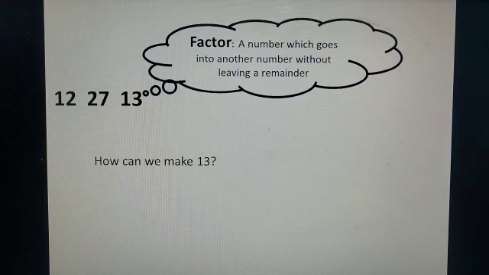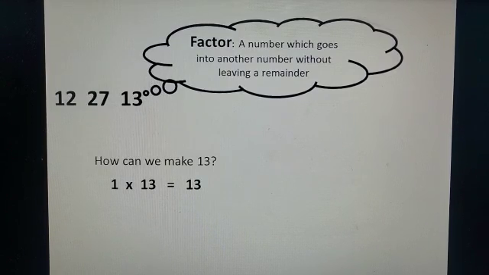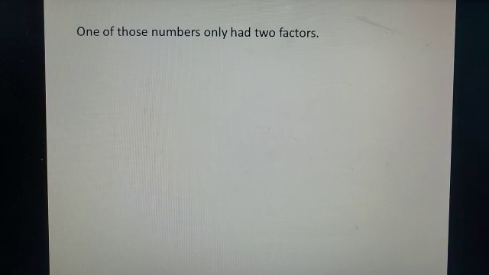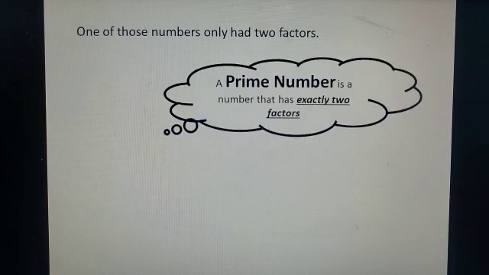Number 13. 1 times 13. There's only 2 factors for number 13. When a number contains just 2 factors, we call this a prime number.